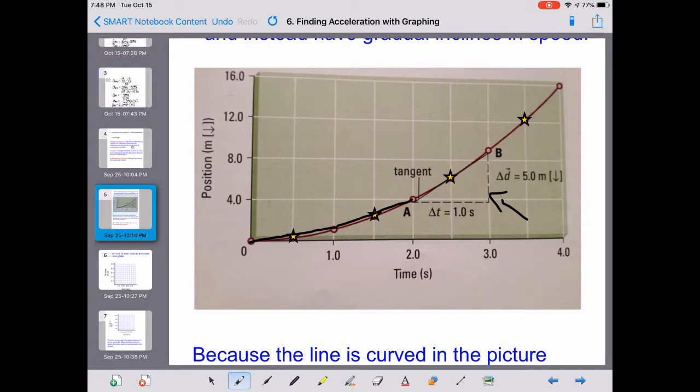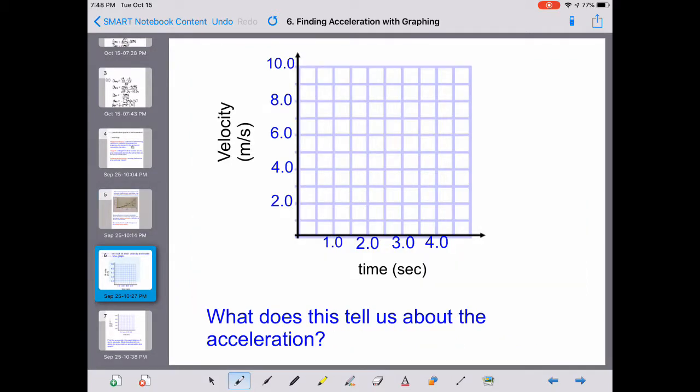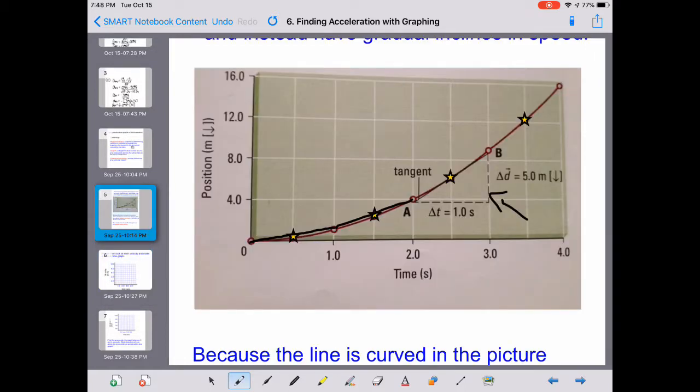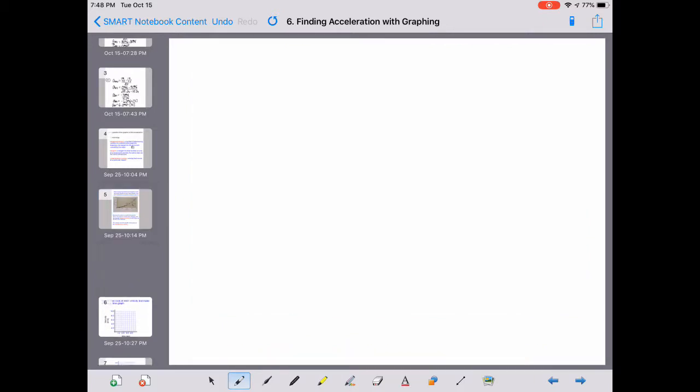So let's take a second and see if we can plot out a velocity time graph and see what the acceleration tells us about this. Right now we have a position time graph, it's distance time. The slope of a distance time graph is speed. Or position, I guess, because it's a direction in this case, is velocity. So let's take a second. We're going to plot out a couple of times.